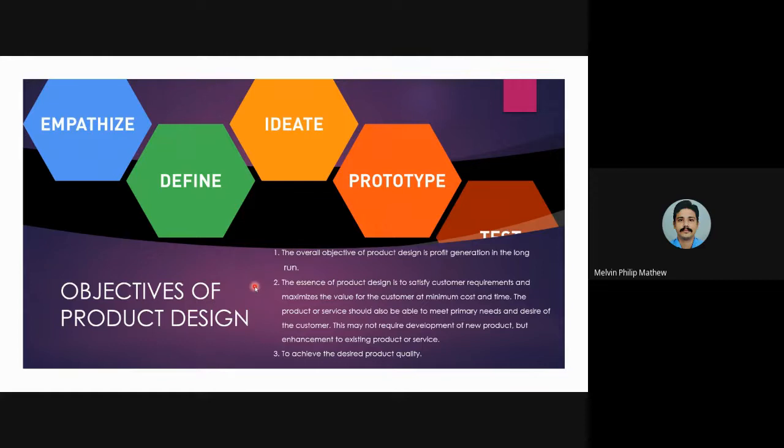So what are the objectives? The first objective is that the overall objective of product design is profit generation. That is the primary function of the product. If an industry is looking at designing a product and then manufacturing it, the primary aim is profit generation in the long run. A product has to be manufactured for a particular period, and it's called the product life cycle. And in that life cycle, profit generation must take place in the long run.